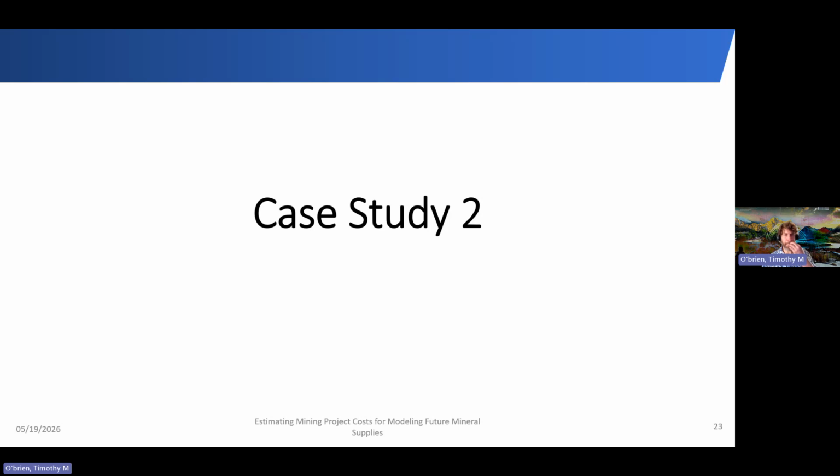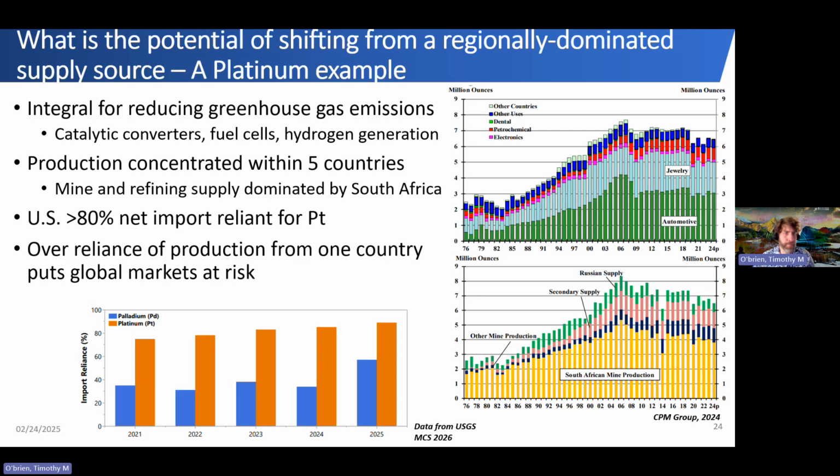And so now let's see a copper case study 2. An often not talked about mineral commodity is platinum, and it's really important for reducing greenhouse gas emissions. There are crucial components within catalytic converters, so within your car, which people were stealing from time to time, as well as their use within fuel cells and hydrogen generation.